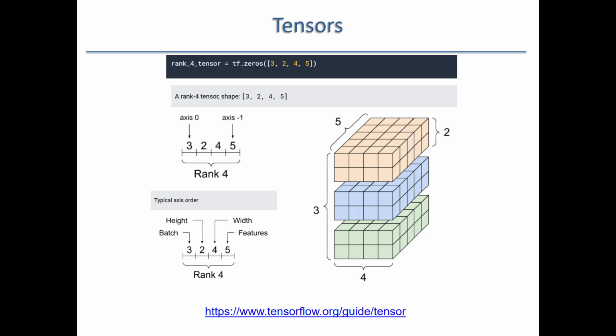Yeah, so for instance here we have a four-dimensional tensor of these sizes, and this is axis 0, axis 1, axis 2, axis 3. So this axis is the rank -1. So this is axis 3, rank 4, -1. So the typical axis order for neural networks is the following.